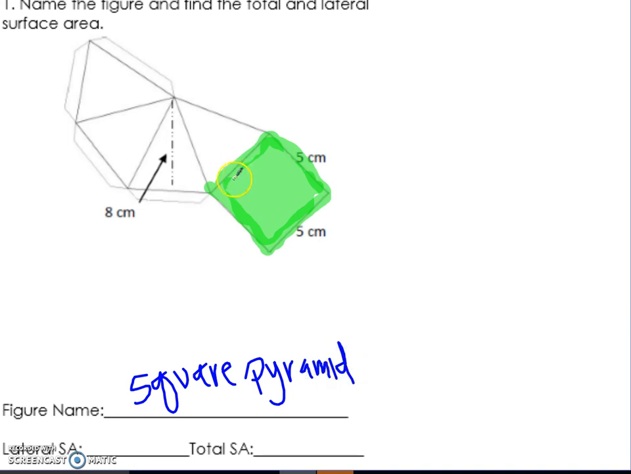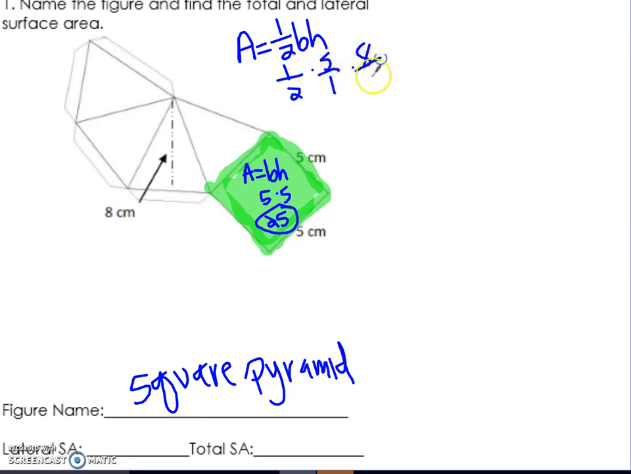All right, so if we do the base, area equals base times height. 5 times 5 is 25. Now, if we do the triangle, we have area equals 1/2 base times height. The base is going to be 5, so we have 1/2 times 5 times 8. We can simplify the diagonal 2 and 8. 8 divided by 2 is 4. 4 times 5 is 20. So each triangle has an area of 20.